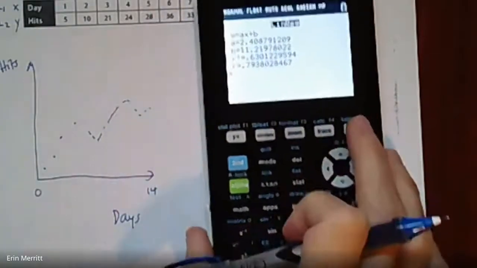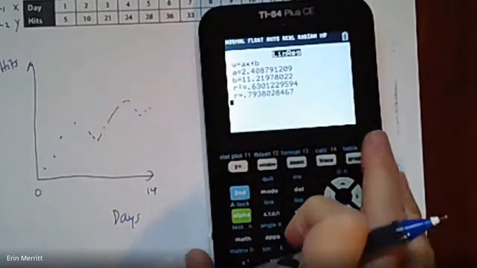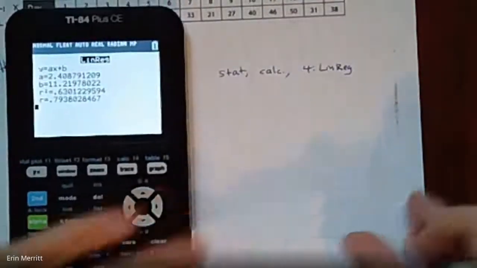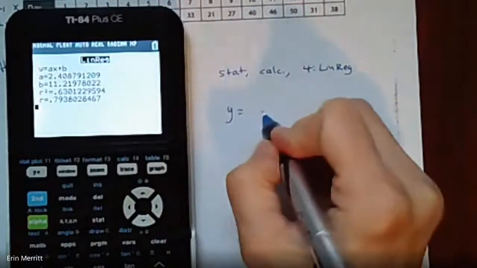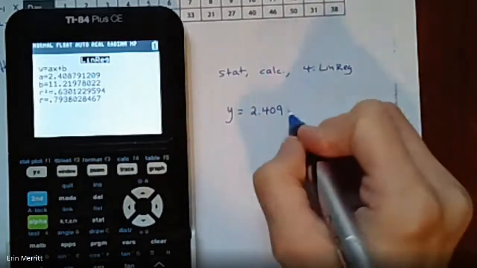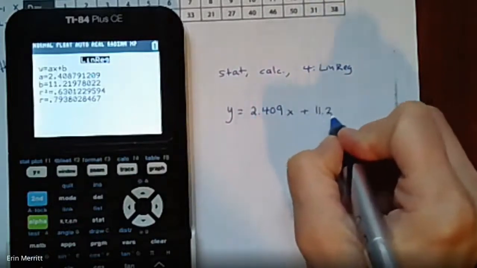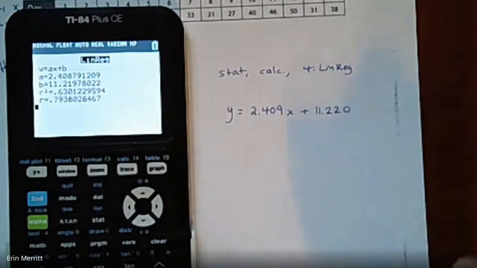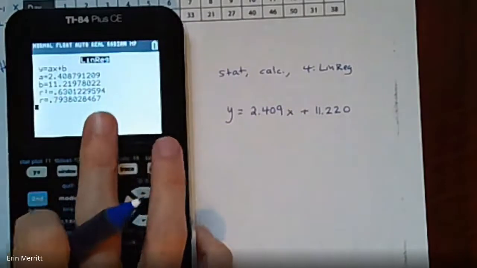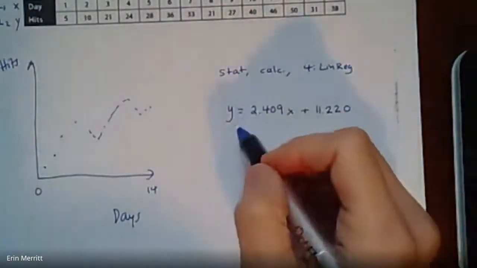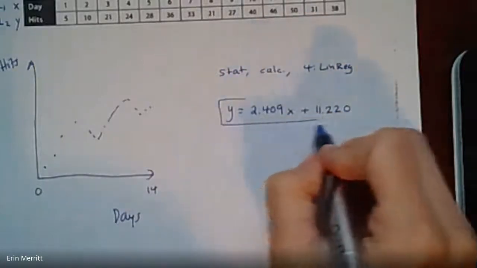So write it down. It doesn't say where to round, so let's try to keep it to three decimal places, nearest thousandth, so that it keeps us nice and accurate. So we have 2.409x plus 11.225 if we round it to the nearest thousandth here. If you want to keep it more exact, that's fine too. So that's the first thing: use the calculator to find the linear regression model. This would be the linear regression model.